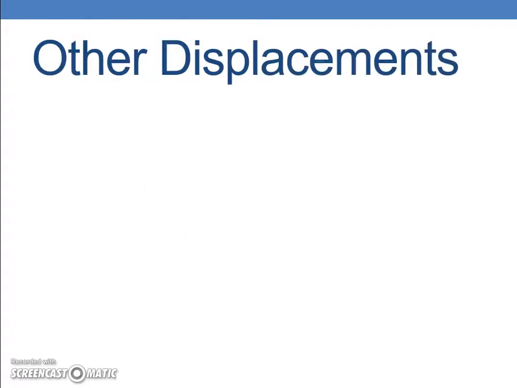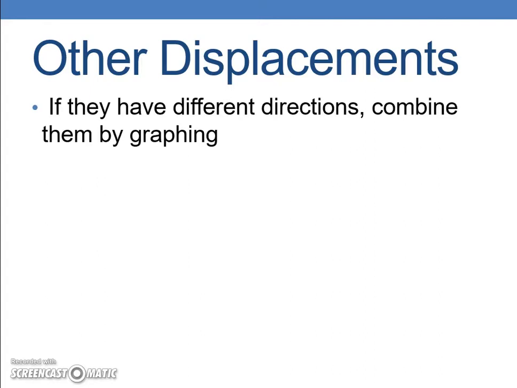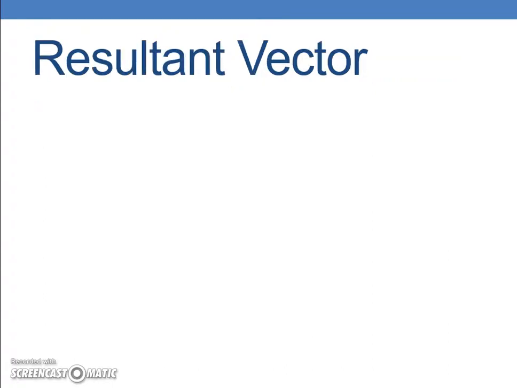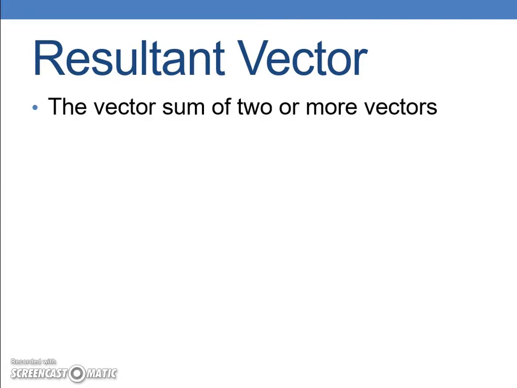All right, let's move on and look at a little bit of a different type of displacement. So we have what are called other displacements. These are displacements that do not fall in a straight line. They have different directions. So maybe you're going north and then east, or maybe you're going northeast and then north. All right, so you have different directions for these, and we're going to combine them by either graphing or by calculating. So when we're doing this, where we have different directions, we're finding what's known as the resultant vector. And that's just when you add up 2 or more vectors that are in different directions.